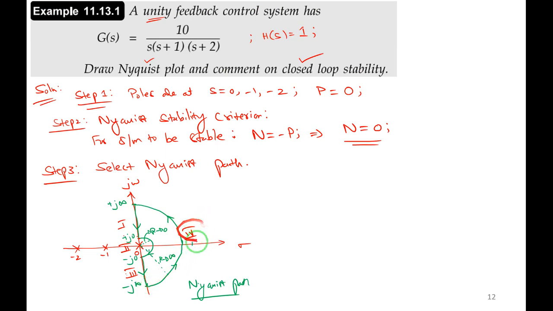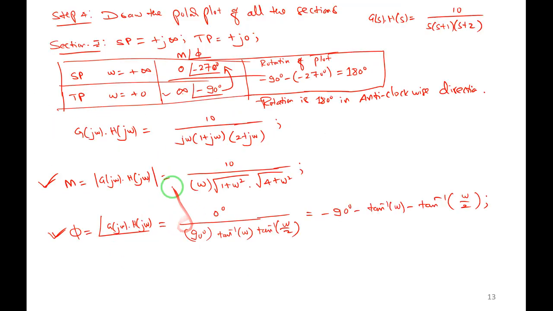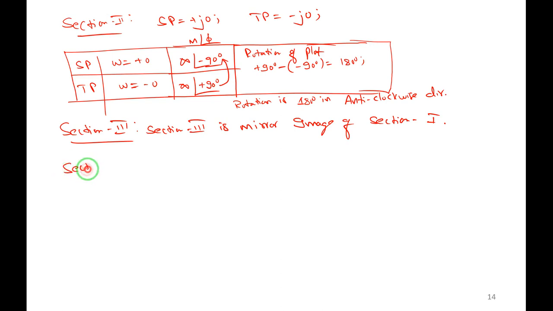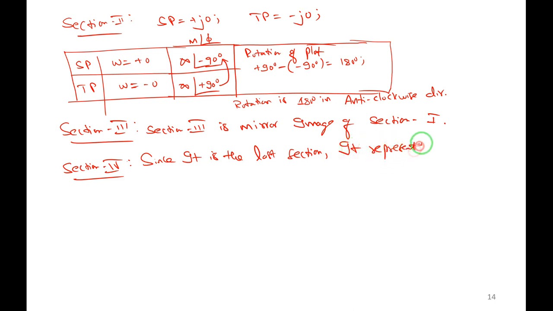Then come to the last section, section 4. For the last section, we will not draw the polar plot because it represents the origin in the Nyquist plot. So I will write here: section 4, since it is the last section, represents the origin in the Nyquist plot. This is very important, right? So I will not draw the polar plot.